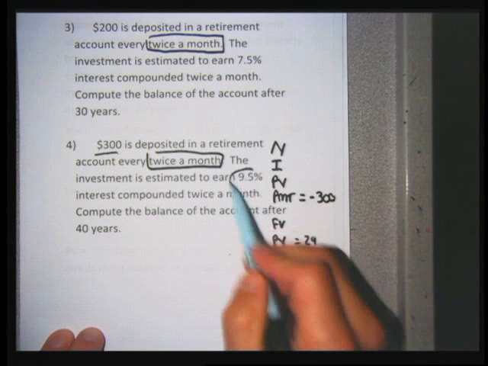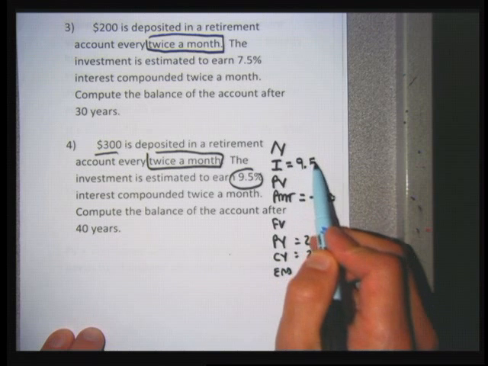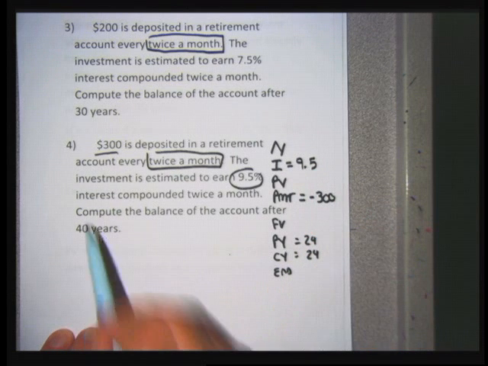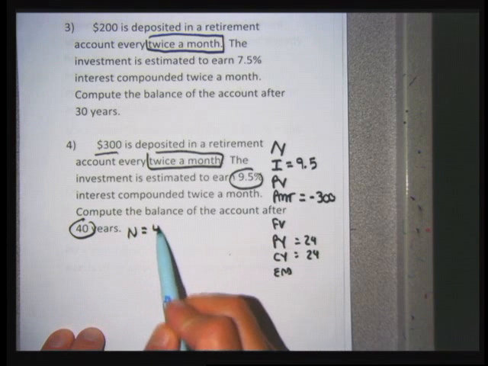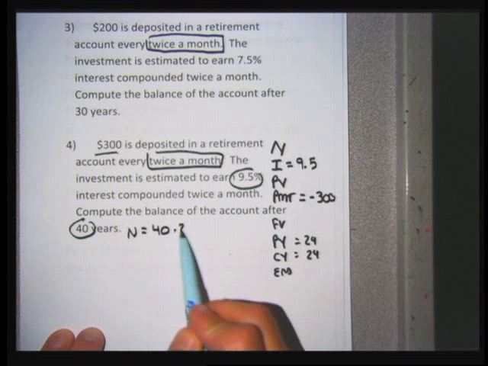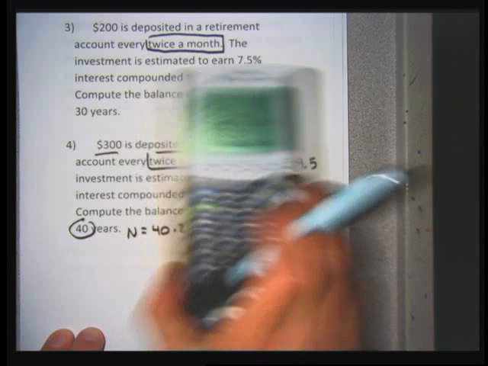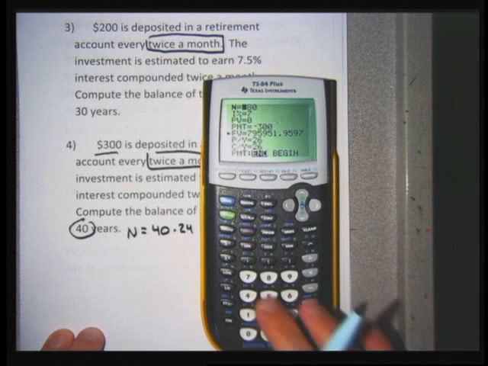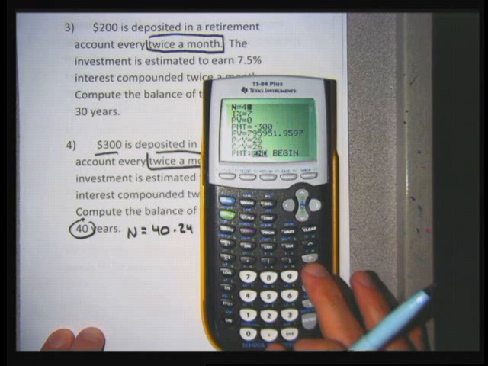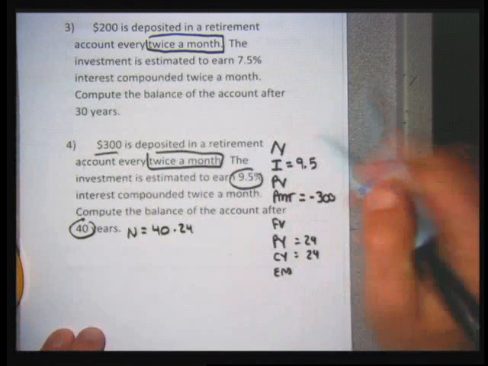The next number I see is 9.5%. That's a pretty good return. I'll put that in for the interest rate. And the last number I see is 40, and my N is going to be the 40 years times the number of payments per year. I think that's 480. I could actually just on my main screen go right up to the N, and right in the N just type 40 times 24. I don't even have to leave that screen, and it's going to tell me the N is actually 960, so I could do it in my head.